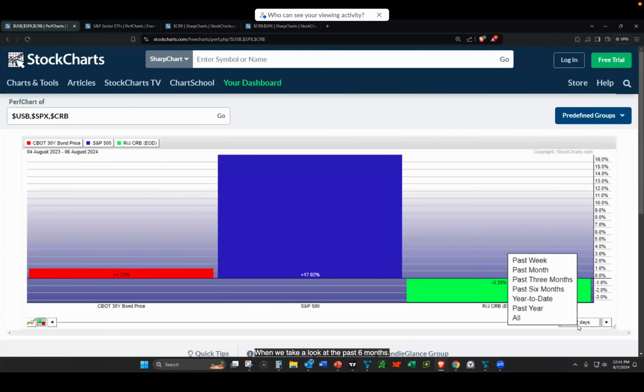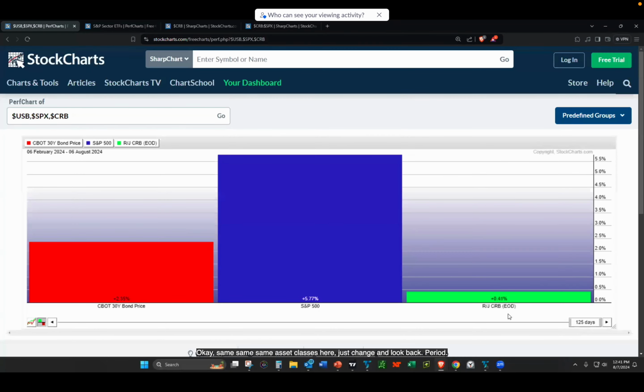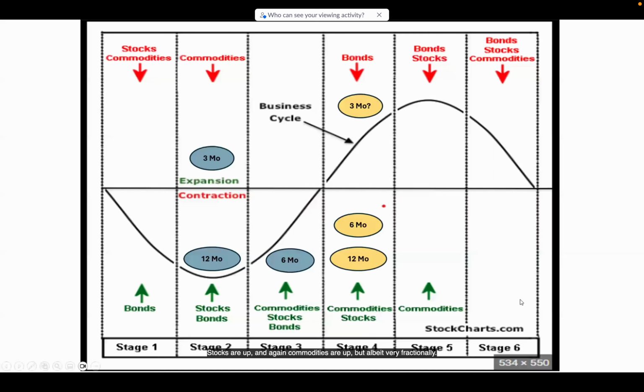When we take a look at the past 6 months, same asset classes here, just change the look back period. Over the last 6 months, you can see bonds are up, stocks are up, and again, commodities are up, but albeit very fractionally. And so that puts us into the situation where if all three are up, we would suspect that we're in a stage three, which would make sense. If we were in a stage two, we would expect to move into a stage three next.